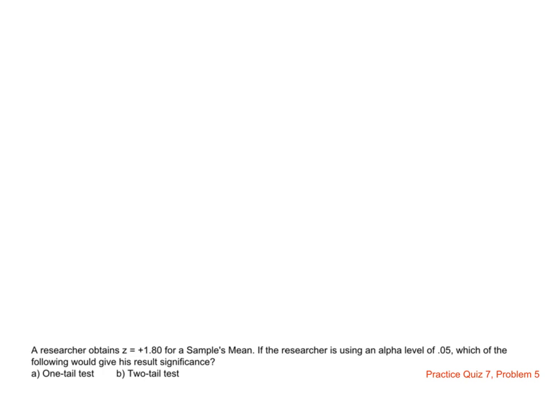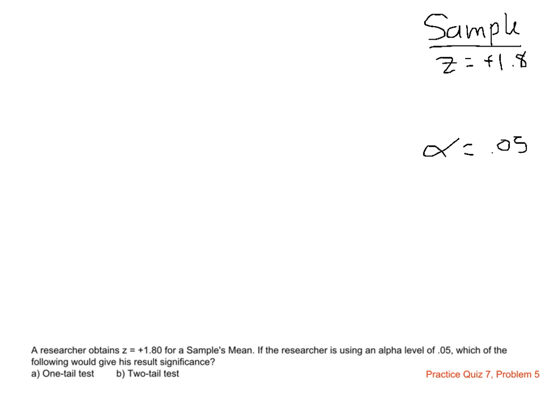This is problem 5 from practice quiz 7, and the problem states a researcher obtains a z-score of positive 1.8 for a sample's mean. Here I'm going to write down information because this z-score is from the sample. Z-score equals positive 1.8. If the researcher is using an alpha of 0.05, so I know that alpha is 0.05, which of the following would give his result significance?